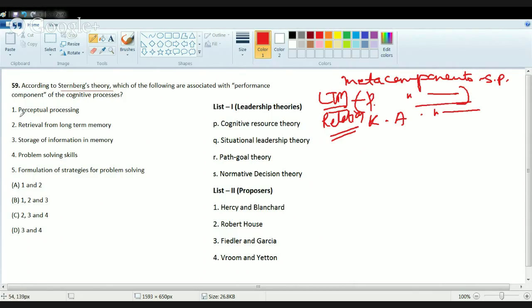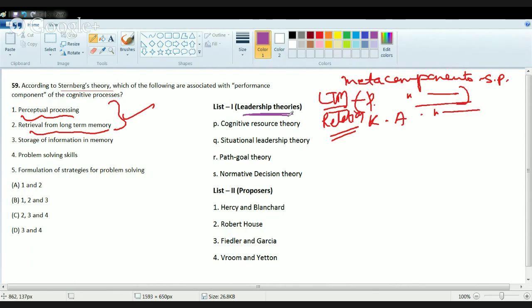So the answer here is perceptual processing and retrieval from long-term memory, the correct option for Sternberg's theory on the performance component. And finally, you have knowledge acquisition, where I try to learn and store new information that is coming into my mind. Now the last question, situational leadership. I have to match the theories with the propounders.